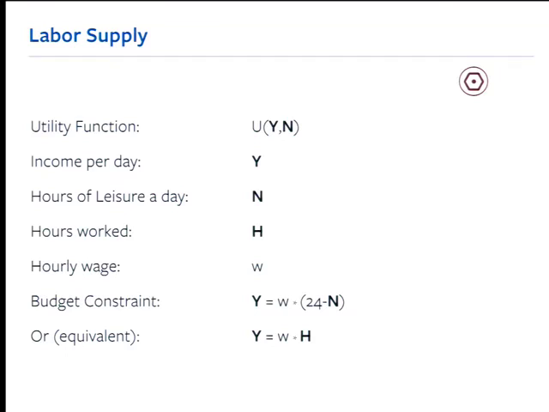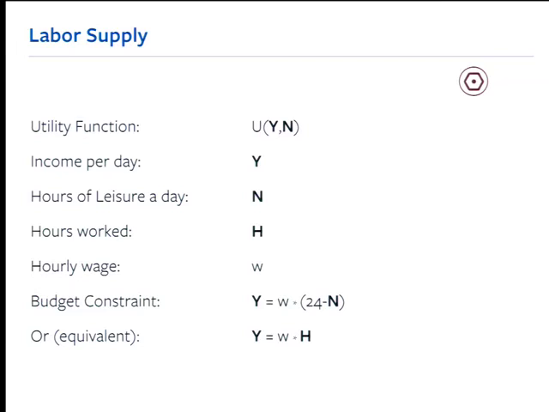The amount of income you get per day, I'm going to call Y, right? Because that's what economists call it. The hours of leisure a day, I'm going to call N. Because L is a confusing letter, and people always think it's labor, not leisure, so we're going to call it N for not working, okay? So hours you spend in a day not working is N, hours worked is H. So the complication that comes in here, of course, is that in a given day, how many hours you work and how many hours you leisure have to add up to 24 hours, right? You can only do one or the other.